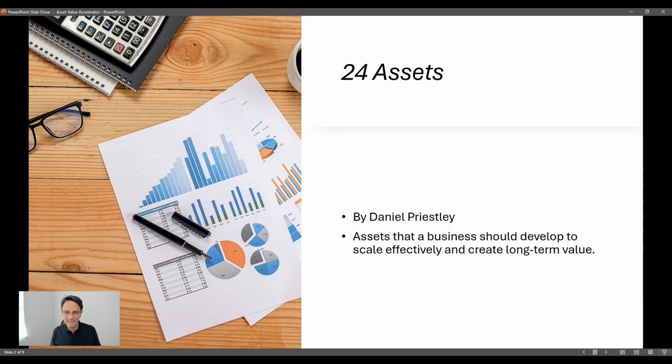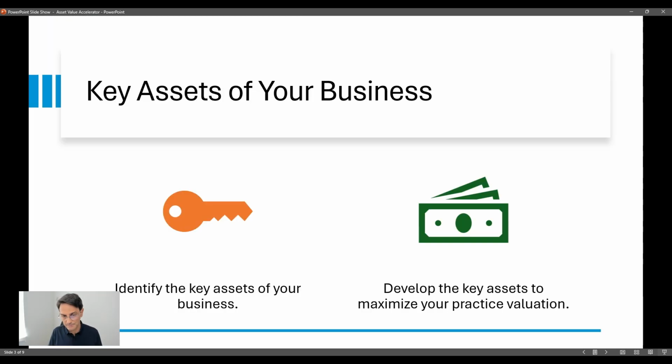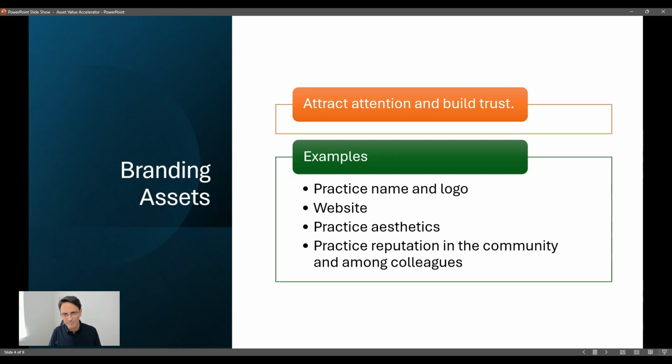So, the assets that a business should develop to scale effectively and create long term value. Developing these specific assets that we're going to talk about is going to allow you to scale more rapidly and also maximize the value of your practice. So, the key assets of your business, it's important to identify what the key assets are and know the difference between the different key assets so you can focus on each one and improve them. Develop the key assets to maximize your practice valuation.